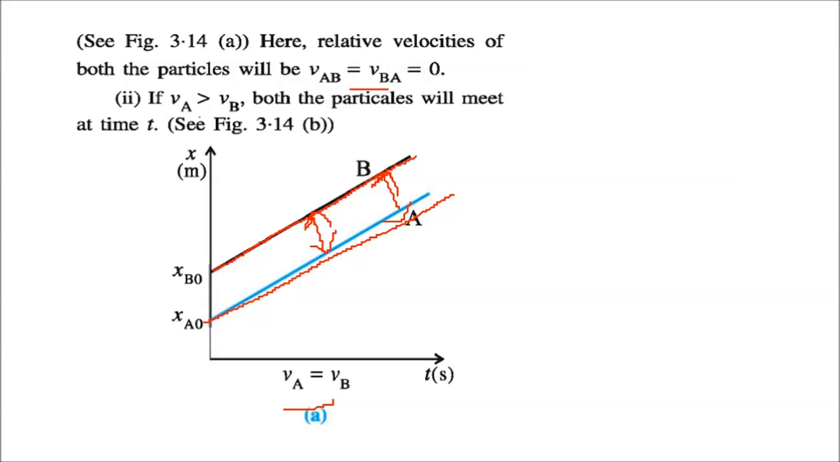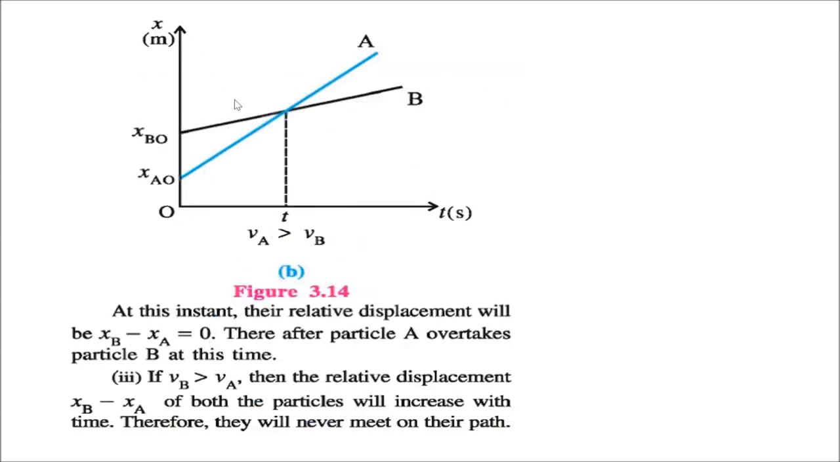Now what happens when VA is greater than VB, meaning A is moving faster than B? If A is moving faster than B, then A is going to meet B somewhere at time t. This is moving faster, this is moving slower. So at some point, because VA is greater than VB, they are going to meet somewhere. At this instant, the relative displacement will be 0, at t equal to t. Thereafter the particle A will overtake it, after t, it is going to overtake it.